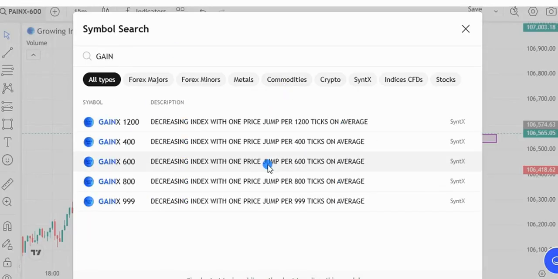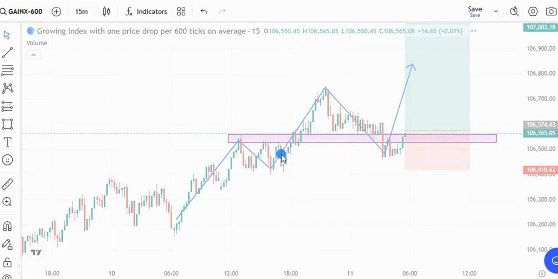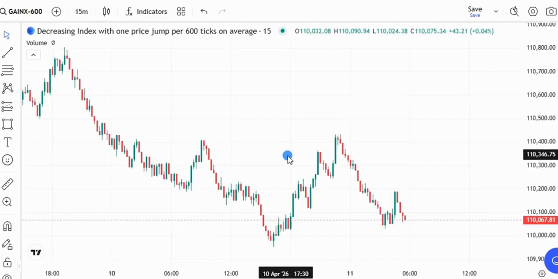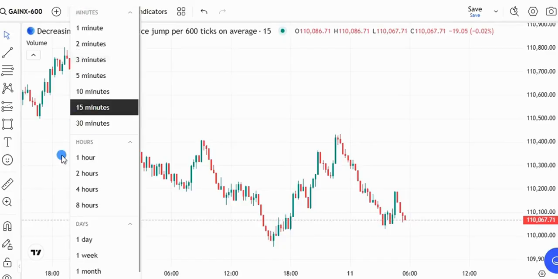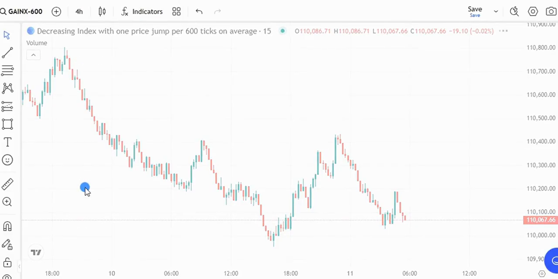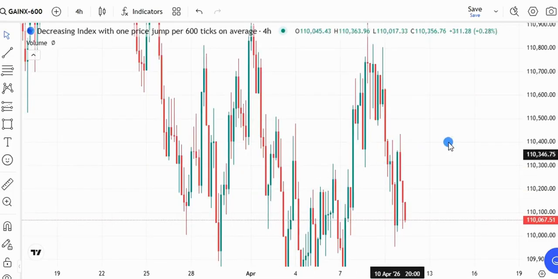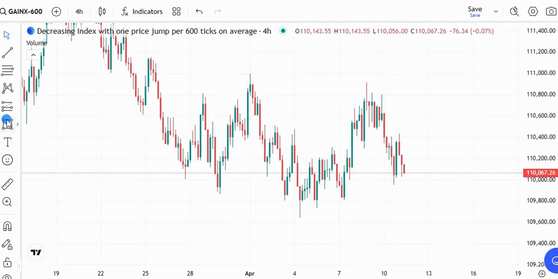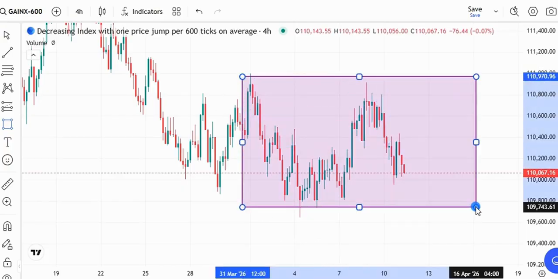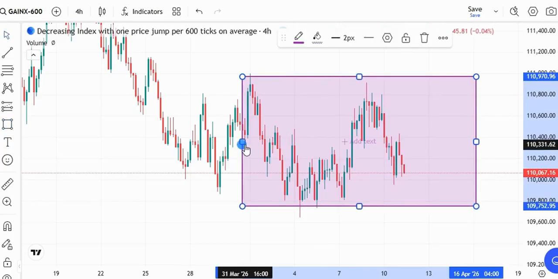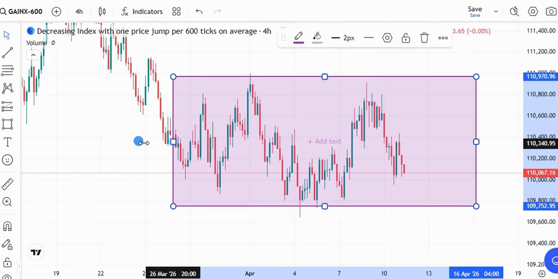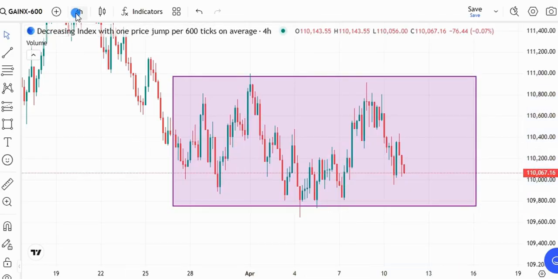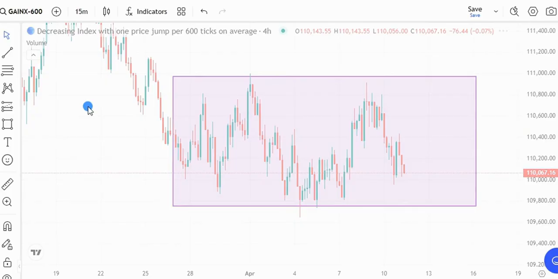So let's go to Gain 600. All right, to the 4-hour chart also. Let's see what the 4-hour chart has for us. On the 4-hour chart, you see the market is more like moving in a range. Okay, so let's go to the 15-minute chart and see what's happening in that range.